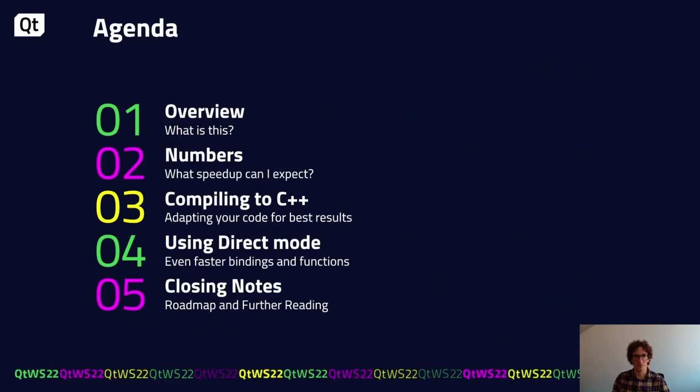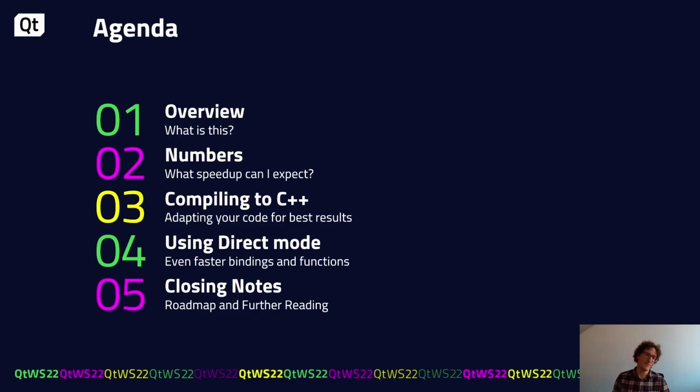So what is this all about? I'm going to give a little overview of the various terms involved, and I will show you how it all fits together. Then I'm going to talk about some numbers, like what speedup you can expect. Then I'm going to show how you can adapt your code for best results when compiling QML code to C++.